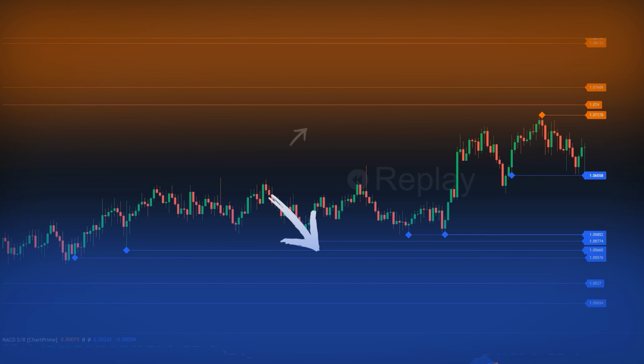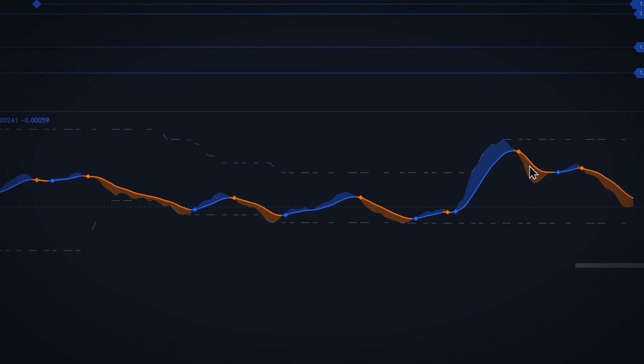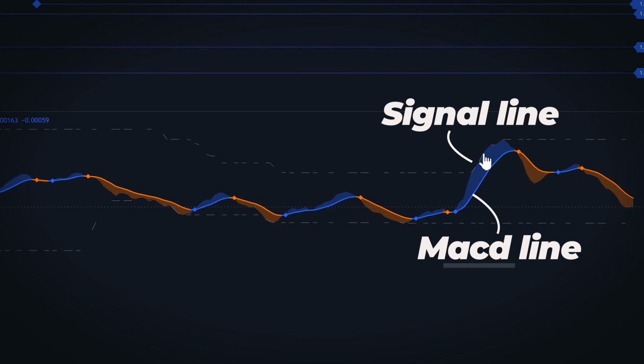Then down below your main price chart, you'll have a full MACD display. This isn't just any MACD. It's got the MACD line, the signal line, and they're both color-coded to show you the current momentum. There's also a filled area between the MACD and signal lines, which really helps you see the strength or weakness of the momentum. The wider the gap, the stronger the push.